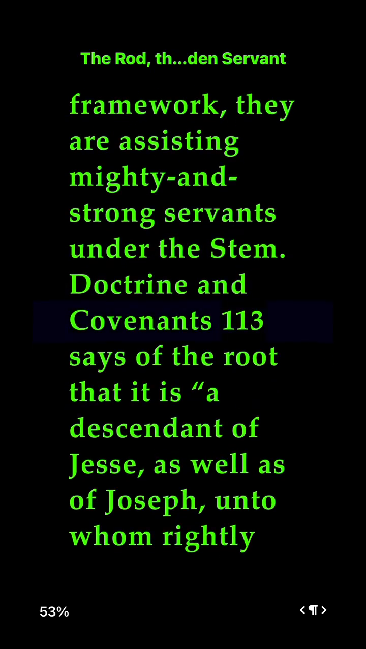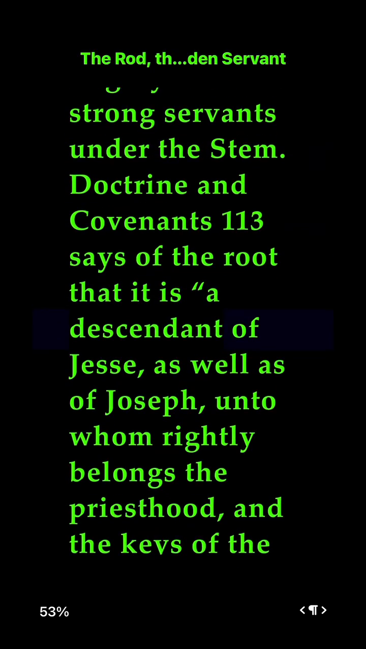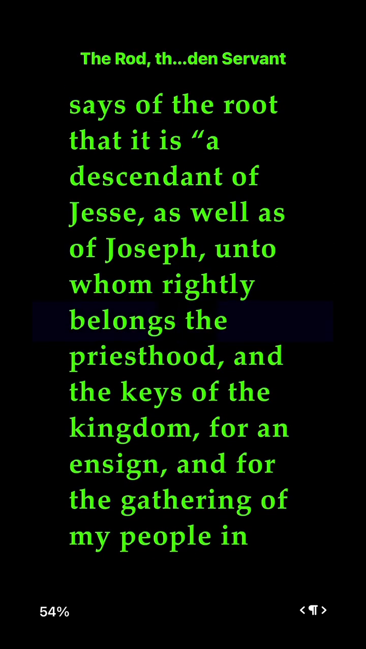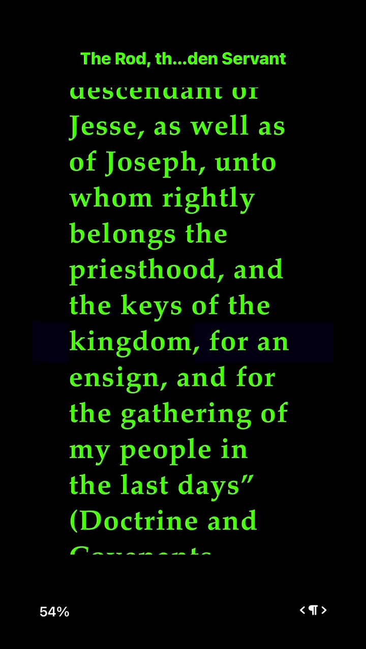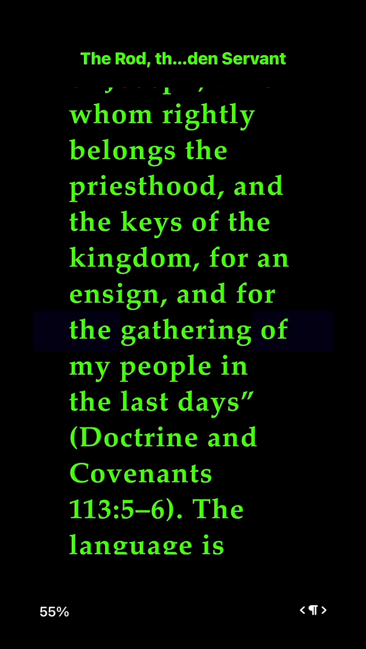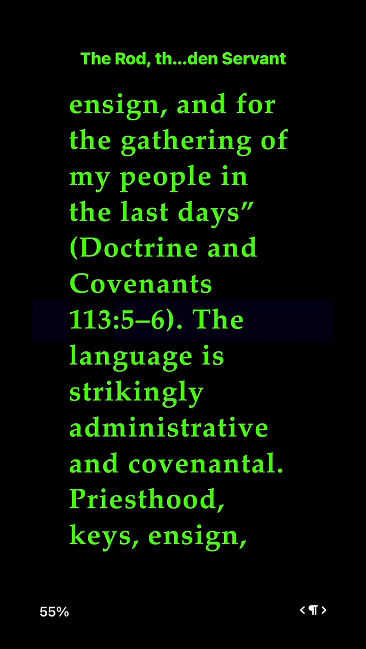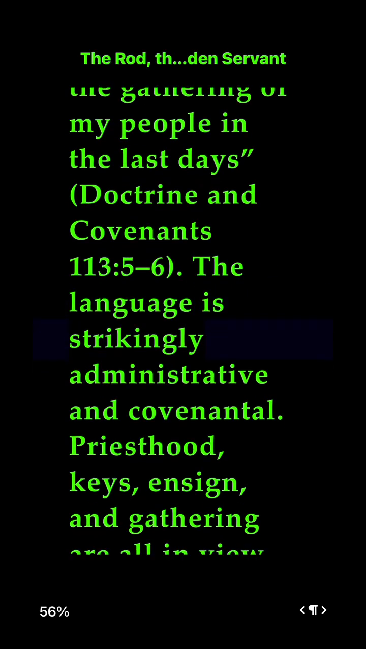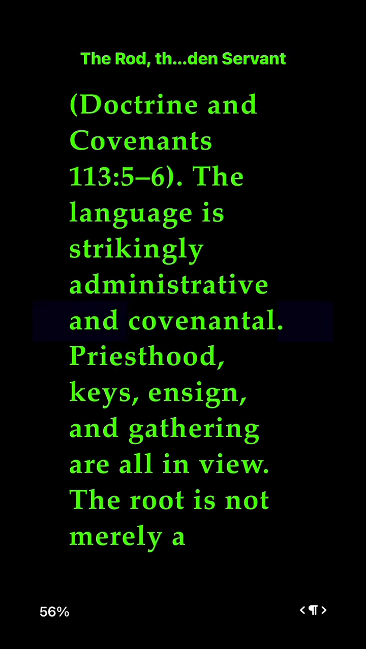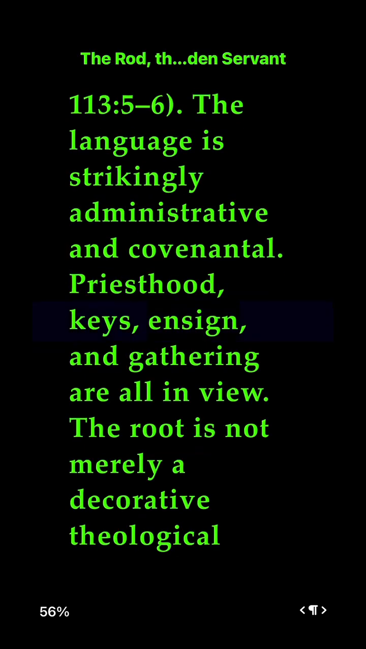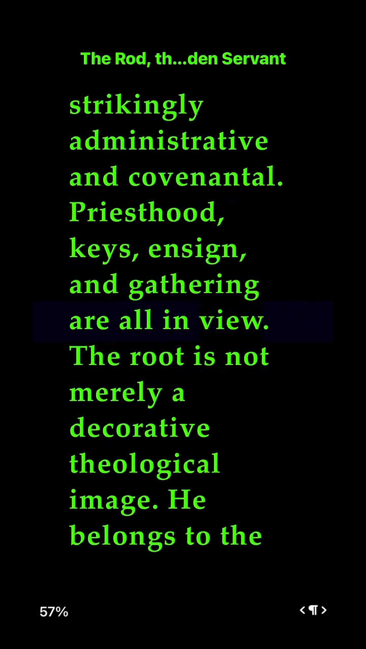Doctrine and Covenants 113 says of the root that it is a descendant of Jesse, as well as of Joseph, unto whom rightly belongs the priesthood, and the keys of the kingdom, for an ensign, and for the gathering of my people in the last days. Doctrine and Covenants 113:5-6. The language is strikingly administrative and covenantal. Priesthood, keys, ensign, and gathering are all in view.